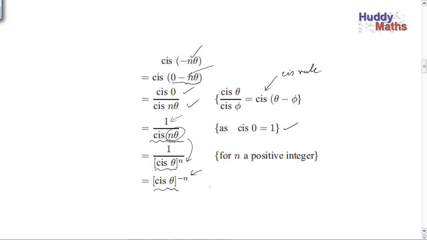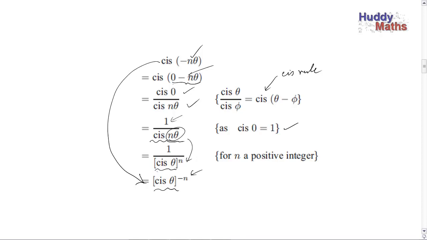Oh, so it does mean that you can use the theorem for negative values. Let's connect these two up. Cis theta to the neg n is cis neg n theta, which is the negative equivalent to our de Moivre's theorem from above. Okay, there we have it.